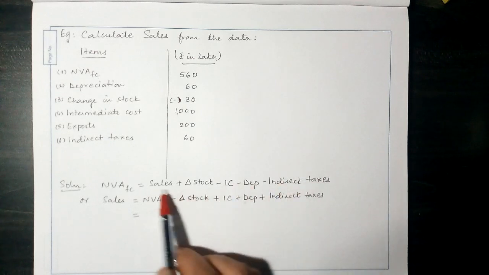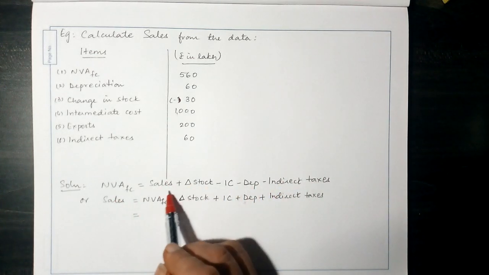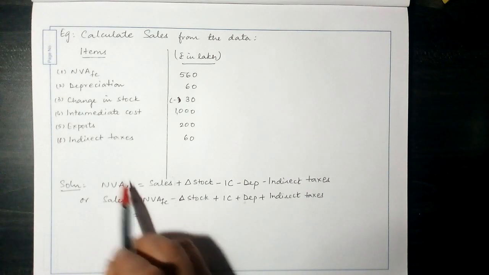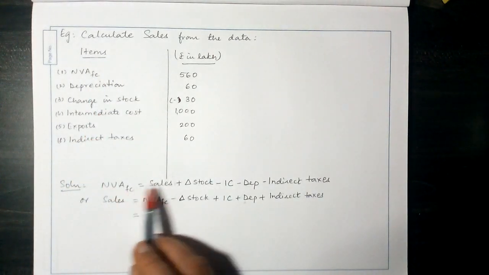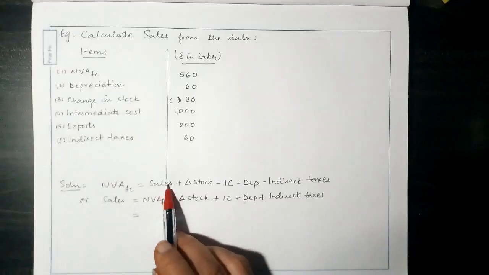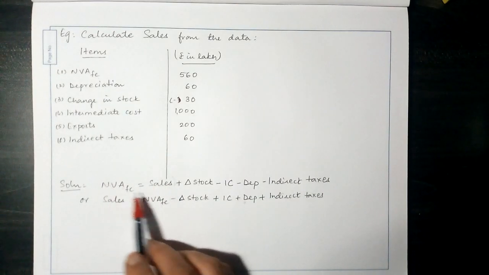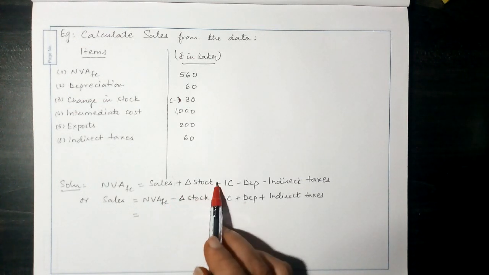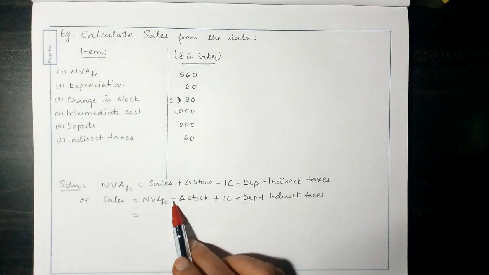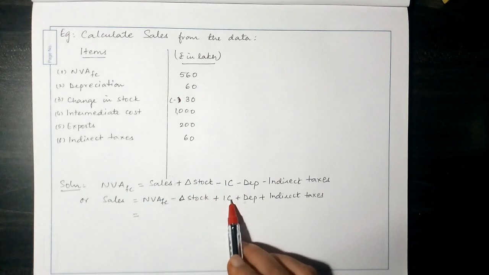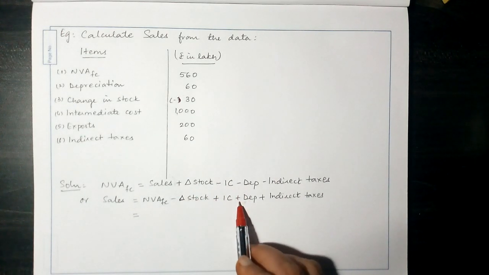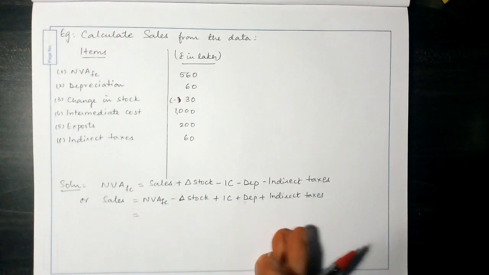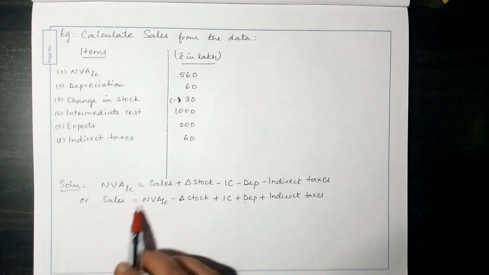Alright, so we rearrange these because we want sales and we are given net value added at factor cost here. So we will rearrange them and calculate the value of sales. So this comes over here. So we have NVAFC, that is net value added at factor cost. Now all these will change. Plus becomes minus change in stock. This becomes plus intermediate cost plus depreciation plus indirect taxes, since we are changing sides across this equation.